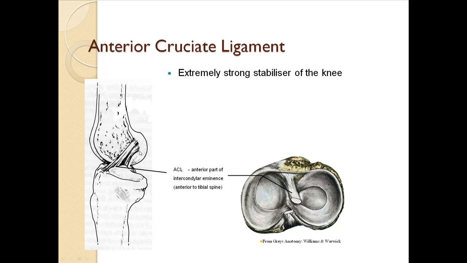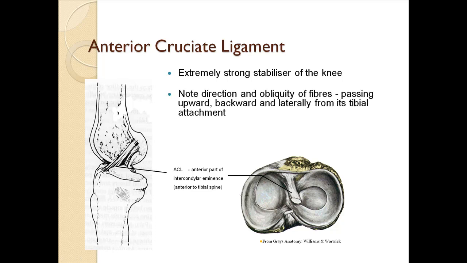It's a strong stabilizer of the knee. Its fibers pass obliquely through the knee, upwards from their tibial attachment. They pass upwards, posteriorly, and laterally. The function of the anterior cruciate ligament is to prevent anterior displacement of the tibia. It also has a role in limiting medial rotation of the tibia.